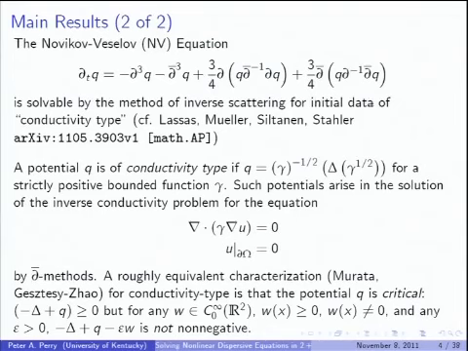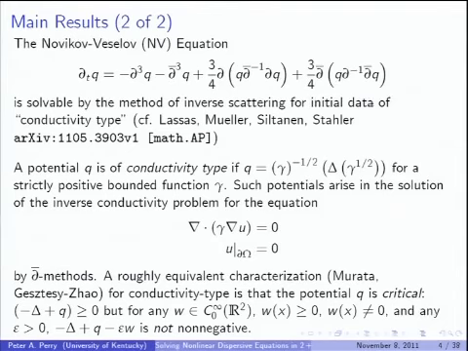And such an initial datum is conductivity type if it can be written in the following form, for a function gamma, which one should think of as a conductivity, which is strictly positive, bounded, and with sufficient regularity so that this expression makes sense. Let's just think smooth.